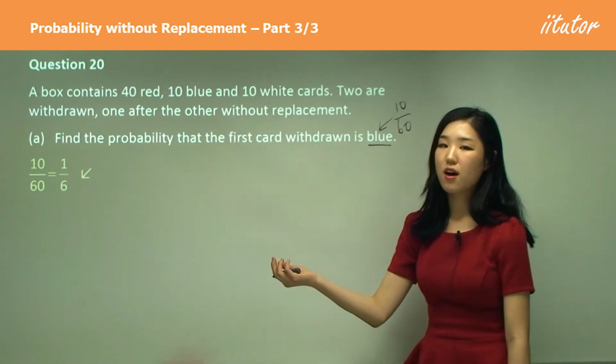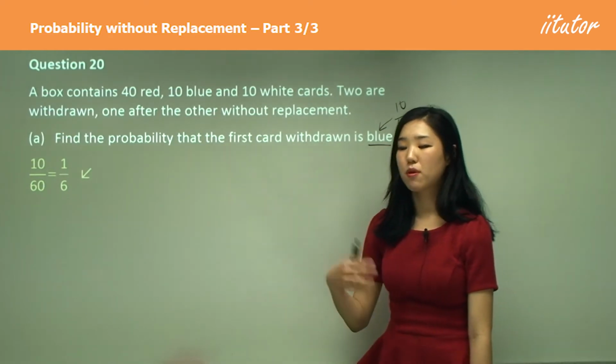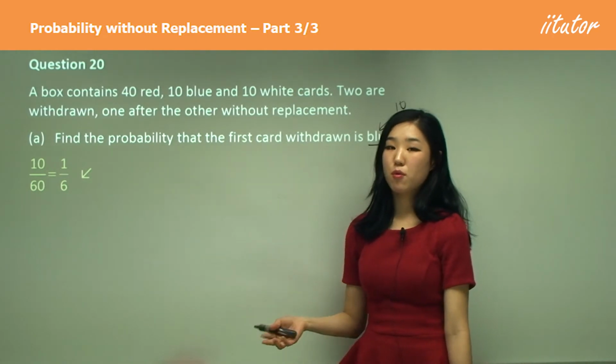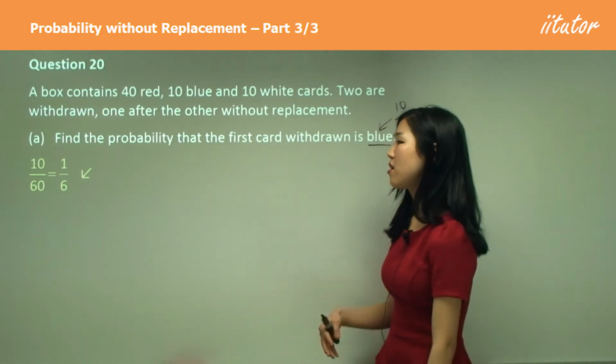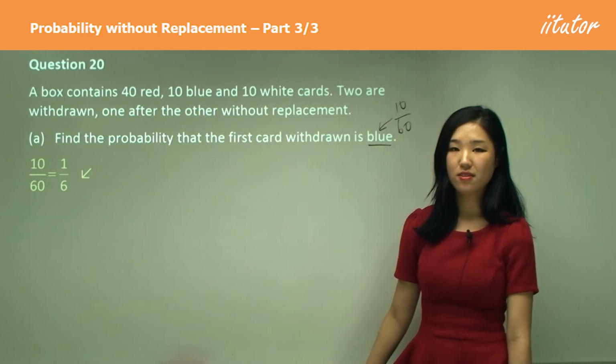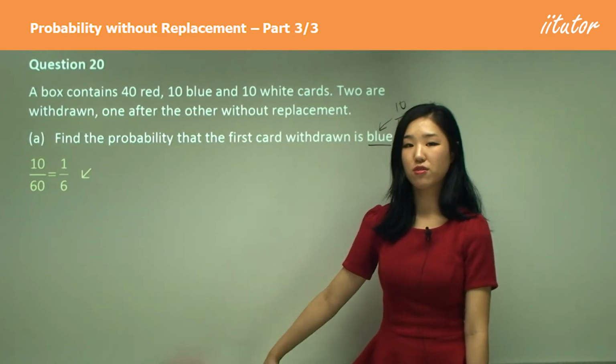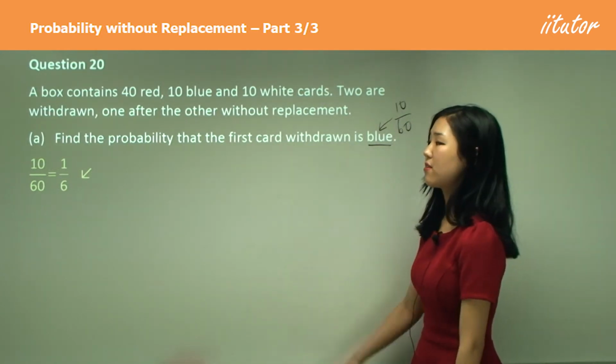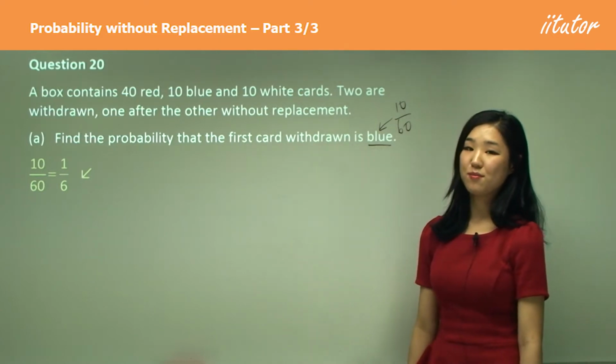So the next card could be red, it could be white, but we don't have to worry about the next card. The first card doesn't depend on what the second card is. The second one is in the future, so we don't have to worry about what the second card is. So it's simply just 10 over 60.